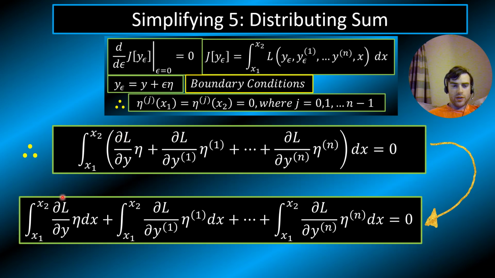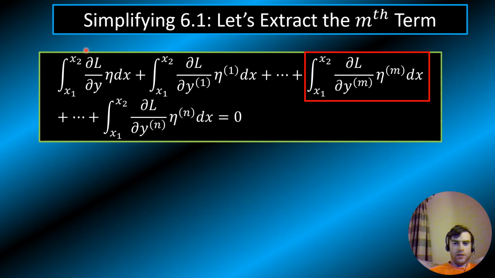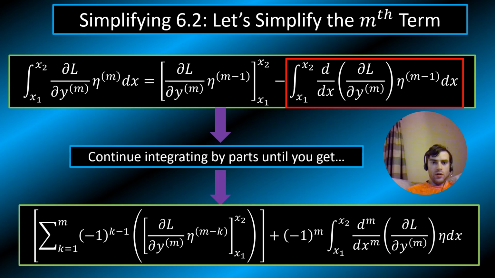Now let's distribute this integral to each and every term. So let's take a look at the mth term in this summation. Now let's integrate this mth term in the summation by parts. Well, for the first integration by parts, you get this. And in red, I've outlined an expandable term at the end. So you can actually expand this term again. And eventually, if you keep on doing this, then you'll get to this eta term on the end.